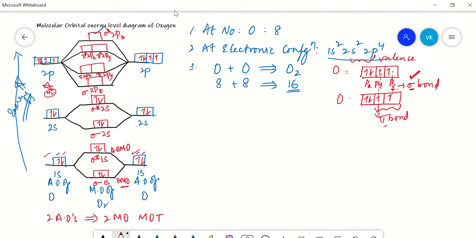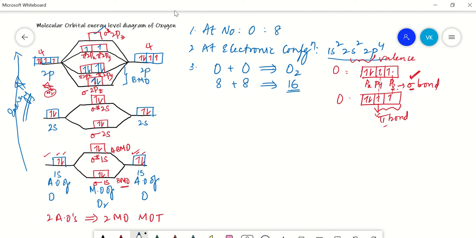Now when you start filling up the electrons, 8 electrons are present, 4 electrons here and 4 electrons here. 2 electrons are filled first in the bonding molecular orbital, sigma 2pz, then the third electron enters 2px, the fourth electron enters 2py, and the fifth electron will pair up here. 6 electrons are filled in the bonding molecular orbitals, whereas 2 more electrons are left out, and those 2 will enter the anti-bonding molecular orbitals. The 7th electron enters pi star 2px and the 8th electron enters pi star 2py.